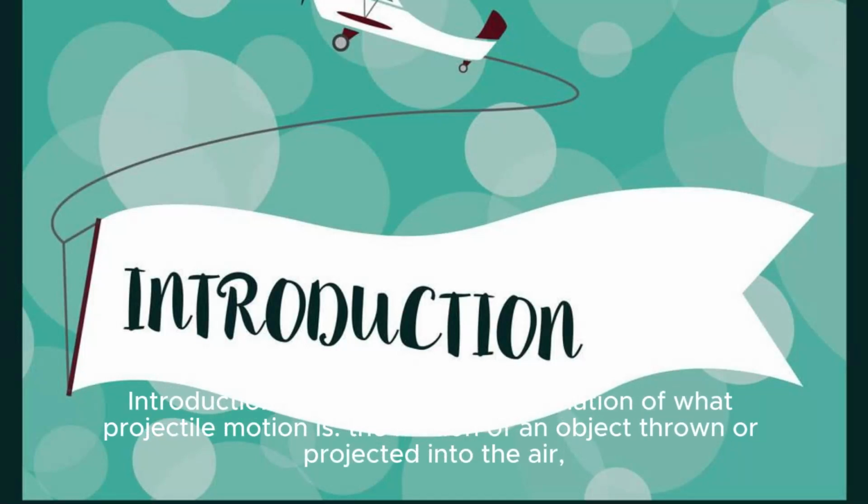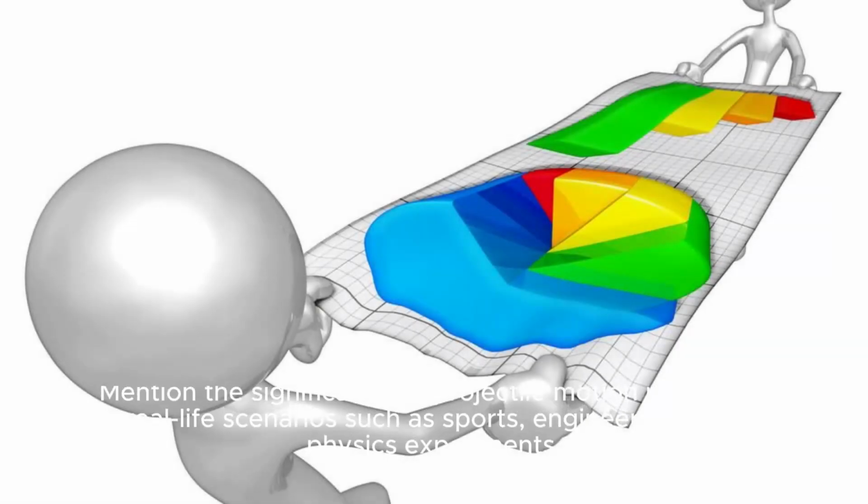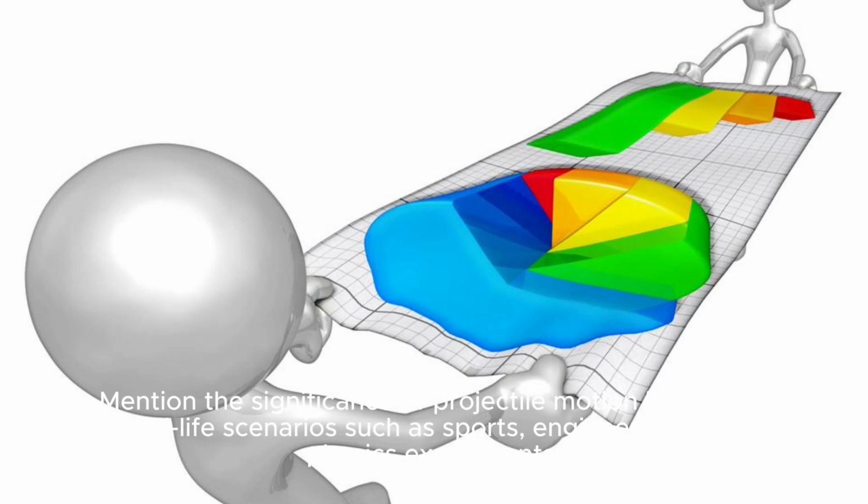Introduction. Start with a brief explanation of what projectile motion is: the motion of an object thrown or projected into the air, subject only to the force of gravity and air resistance if applicable. Mention the significance of projectile motion in various real-life scenarios such as sports, engineering, and physics experiments.